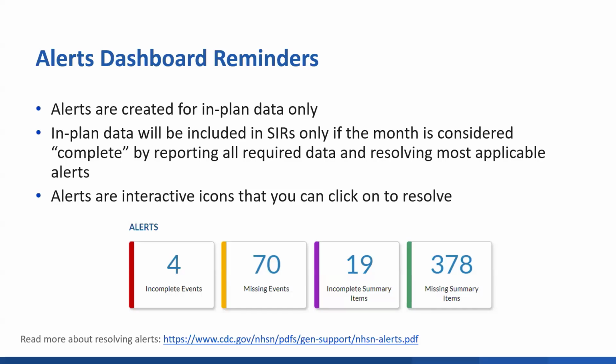And so when it comes time to run an SIR report for a specific quarter, I like to look through the alerts dashboard, make sure that there's no outstanding alerts for that month or quarter and HAI that you're looking to run an SIR report for. And just as a reminder, all of the alerts in the alert dashboard are interactive icons, so you can click on whichever alert box that you want to check, and from there, it will take you to how you can resolve the alert to complete reporting. Next slide.